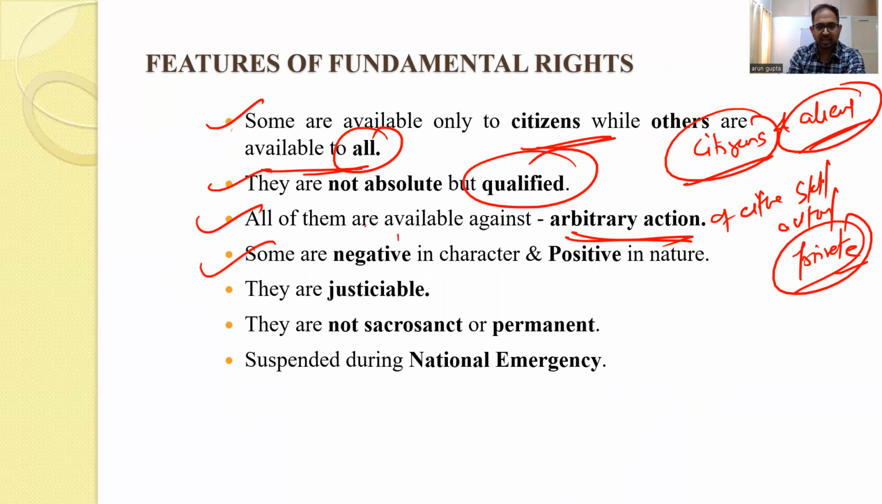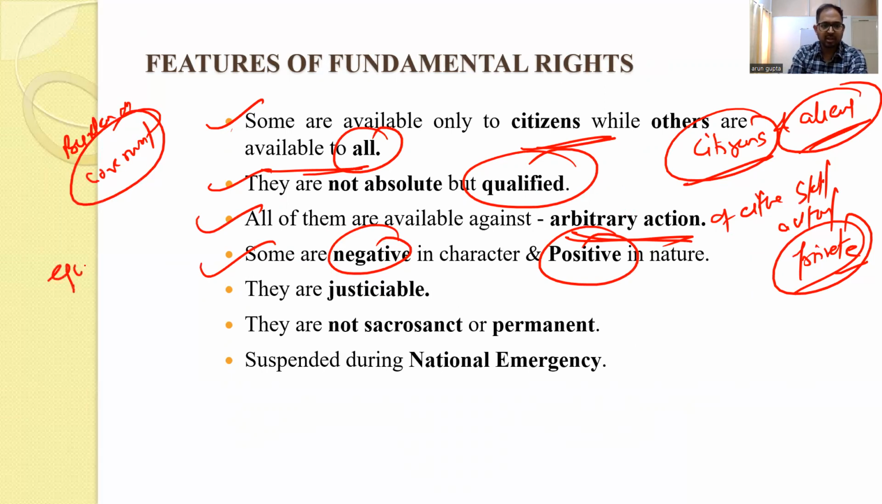Some of them are negative in character, some of them are positive. That means some of them put a burden on government. For example, equality before law is a negative concept, negative in character, because equality before law means the government cannot discriminate. So it is a negative burden on government, that they cannot do something. Similarly, some are positive. For example, equal protection of law.